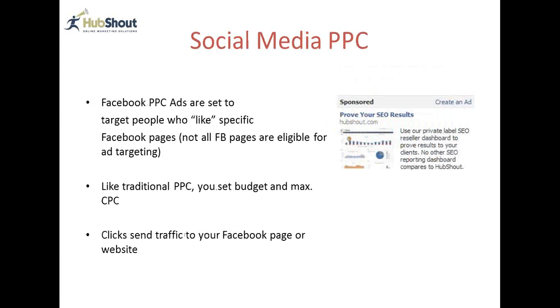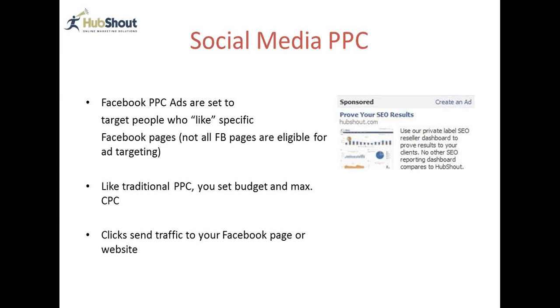Okay, moving on to social media pay-per-click. So the main difference between a Google pay-per-click campaign and a Facebook pay-per-click campaign is that instead of targeting based on keywords, you're primarily targeting based on the information that people express or provide in Facebook, which is some demographic information, some geographic information, and then behavioral information based on the likes and interests you have as you like things across Facebook.